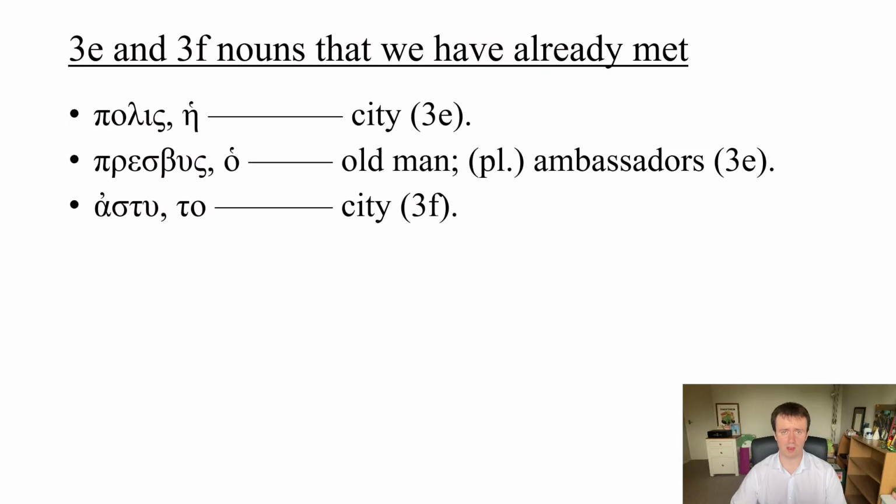Now, before we go on to the next exercise, please make sure that you know the 3M nouns and 3F noun that we have already met as well. Those are polis, presbys, and astу. Please pause the video if you need to note them down, but you should know them from the last video.